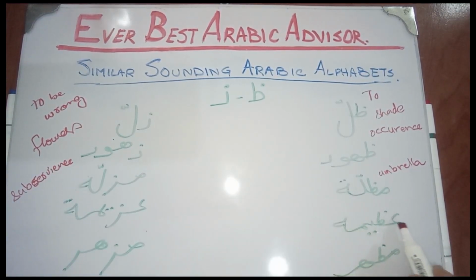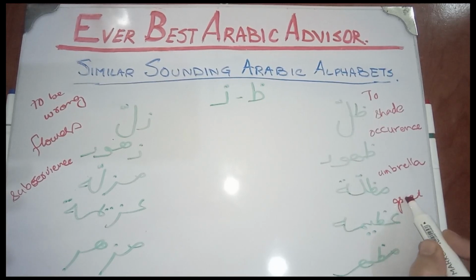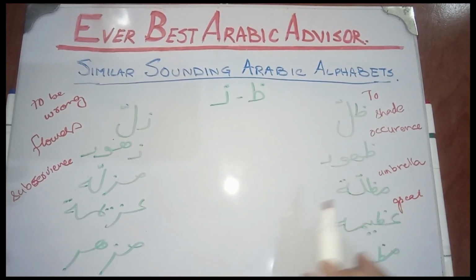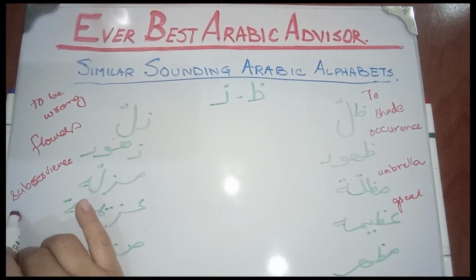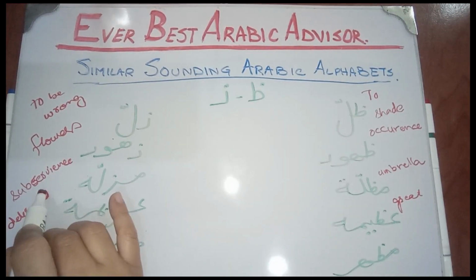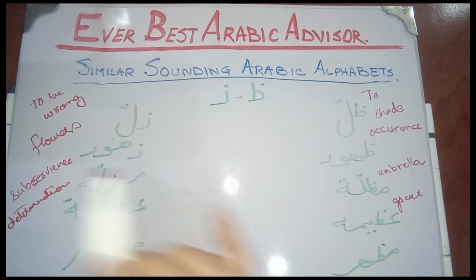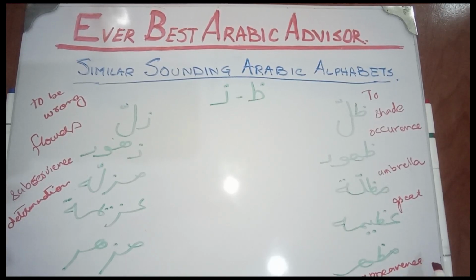Next word is azima, great. And azima, determination. Mazhar, appearance. Mazhar, flower bed.